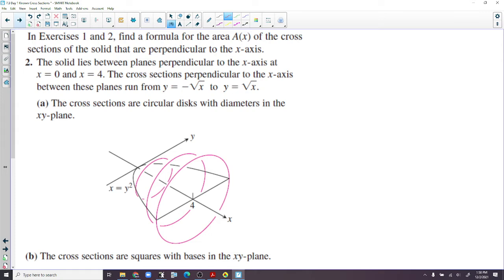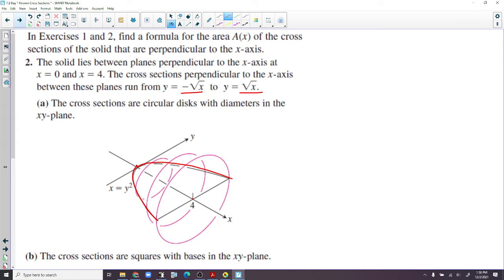Now, the planes, instead of being a circle, we're going from negative square root of x to square root of x. And that's sitting right here. So there's square root of x. Here's negative square root of x. So we don't have that symmetry on both sides. But that's all right because we're going to integrate from 0 to 4 anyway. We're already plugging in 0 if we were to integrate this.